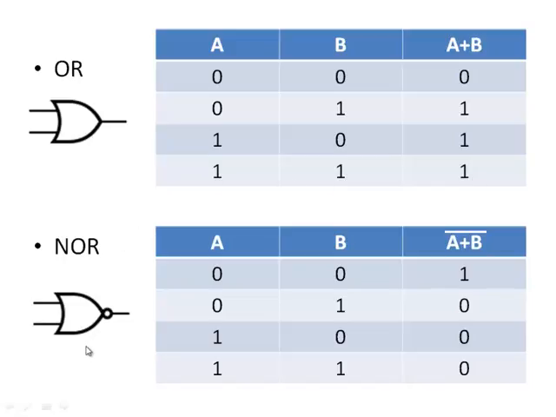As you can see, the symbol is quite similar, but there is a small circle in front of it. And again, that negates the output. So this is an OR gate negated. So it's not OR, NOR for shorthand. And the truth table is the exact opposite output of the truth table above. So we've got the same truth table, but we've inverted the outputs.